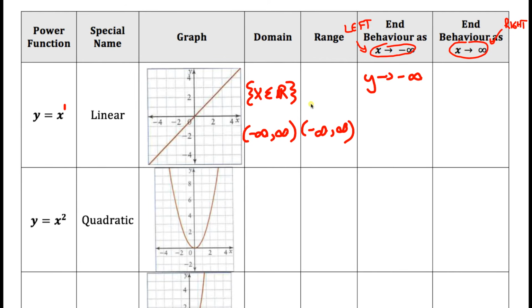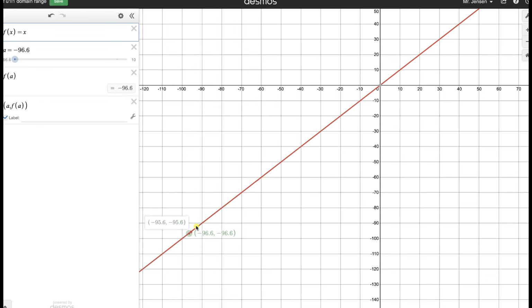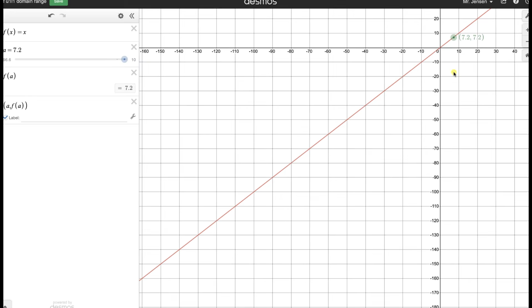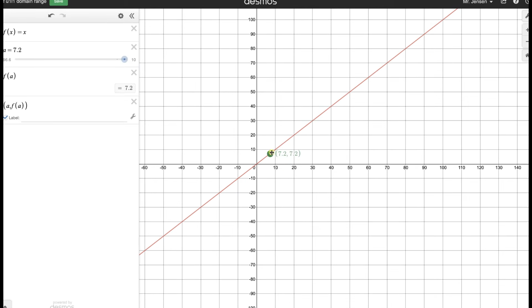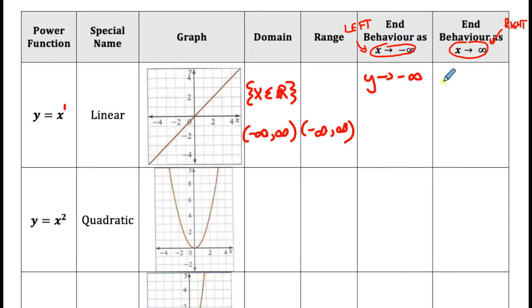What's happening to the y values as the x values approach infinity? Well, as the x values approach infinity, plugging in bigger and bigger and bigger x values, what's happening to the y values? Those y values are going to positive infinity. So that's one way to write the end behavior of the function, by commenting as x goes to negative infinity, where's y going to? And as x goes to positive infinity, where's y going to?